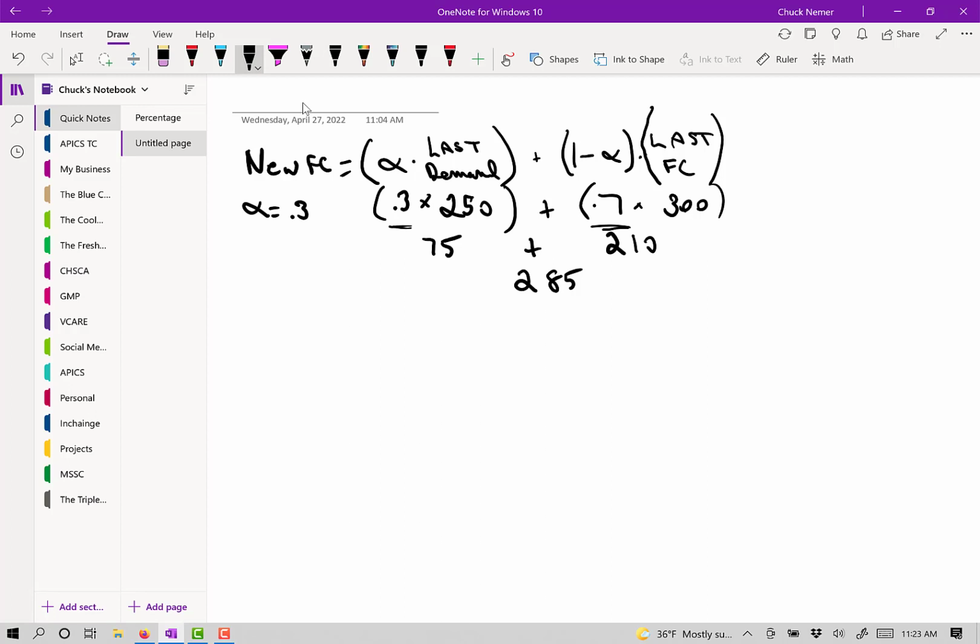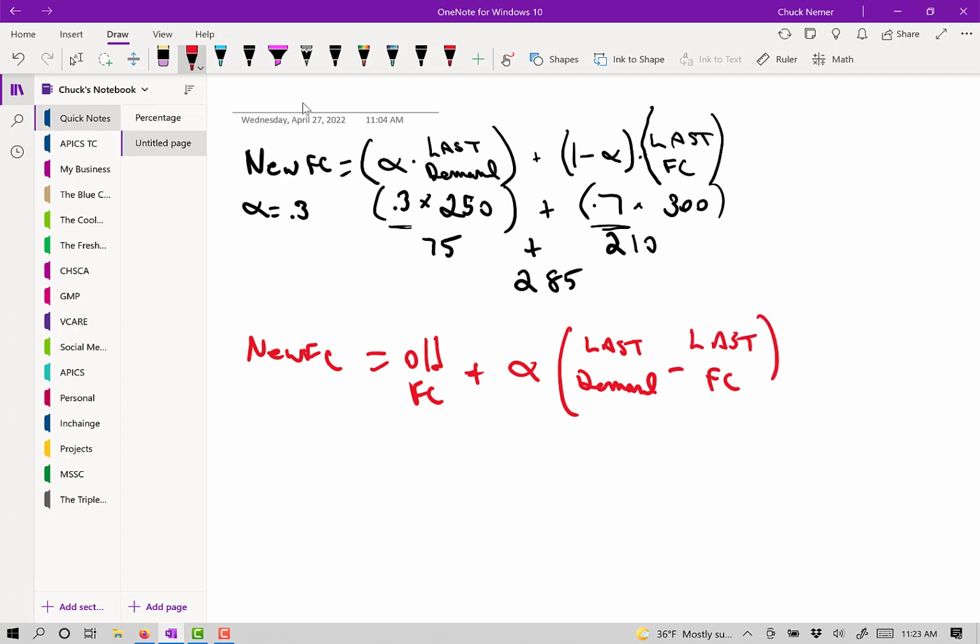Now, there is another way to look at this formula that does the exact same thing. It's just a little bit of an algebraic manipulation that I'd like to show you. I'll do it in red. And so it says this: the new forecast is equal to the old forecast plus alpha multiplied by the last demand minus the last forecast. The old forecast is the same as last forecast up above, so let's change old forecast to last forecast to be consistent here.